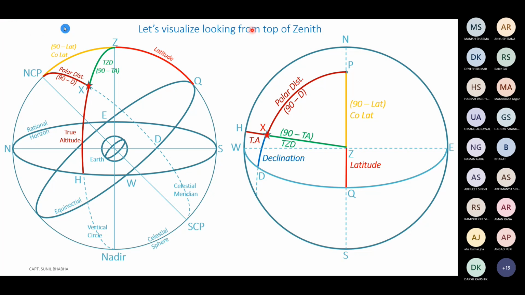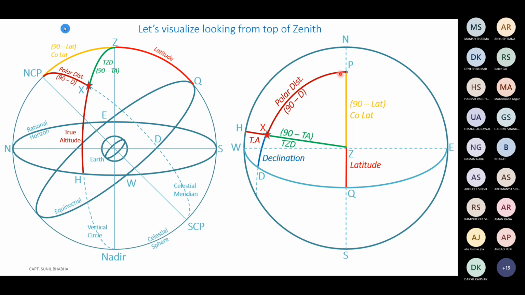Now, beta, going a little more deeply into the PZX triangle, we have seen all the three sides of this triangle. One side, the PZ, the yellow color side, is the colat, which is 90 minus latitude. The green color side, ZX, is the true zenith distance, which is 90 minus true altitude. And the maroon color side, which is PX, is the polar distance equal to 90 minus declination. Now, we are also able to identify two of the angles of this particular triangle.